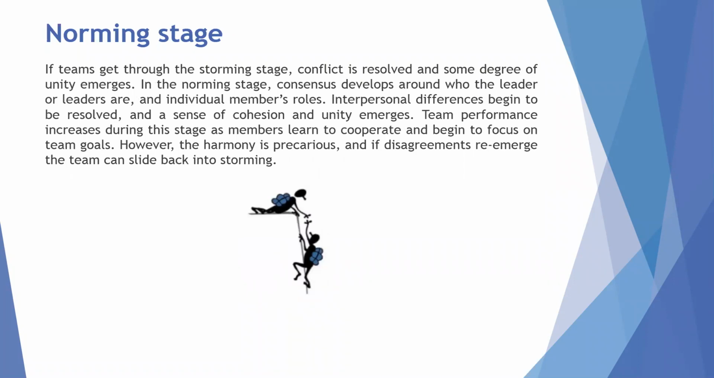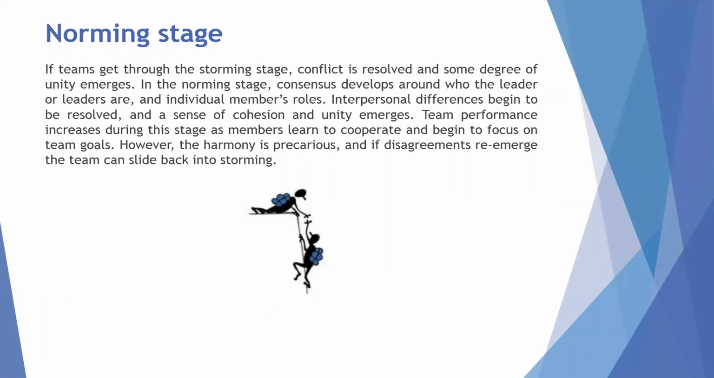Okay. Next one is the norming stage. Now, if you see the previous picture, it shows people defending each other. That means you are so defensive. Now, see the norming stage. It says if teams get through the storming stage, conflict is resolved and some degree of unity emerges. That means after the storming, when you understand each other, you resolve things. You understand, okay, this person is like this. Okay, I'm okay to work with him also.